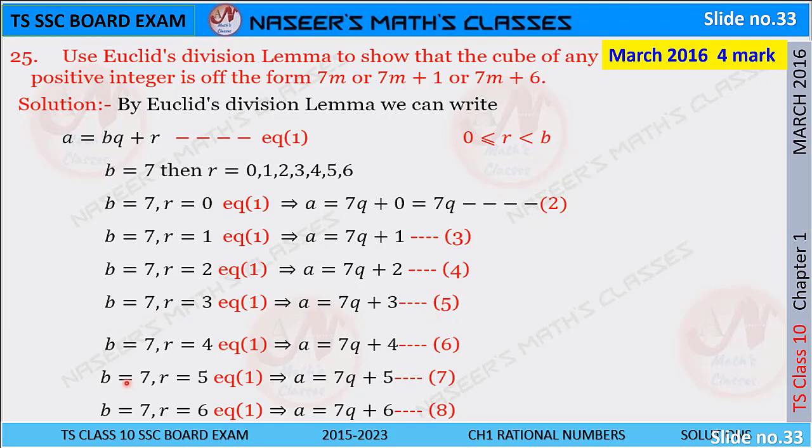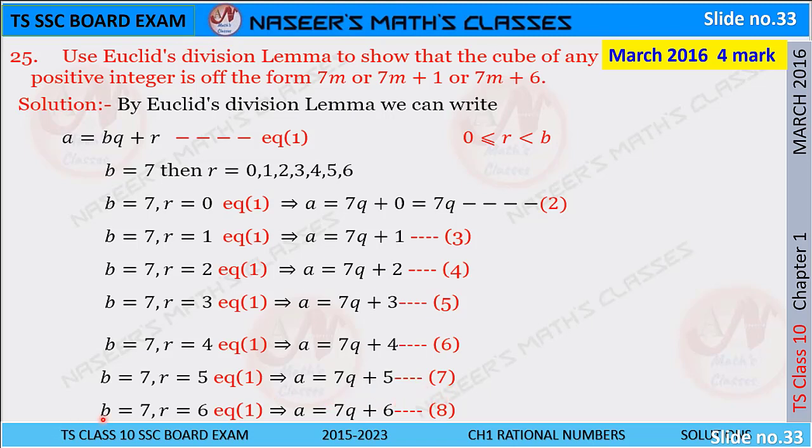Next we substitute b is equal to 7 and r is equal to 4 in equation 1. Then we get a is equal to 7 cube plus 4. Let this one as equation 6. Next we substitute b is equal to 7 and r is equal to 5 in equation 1. Then we get a is equal to 7 cube plus 5. Let this one as equation 7.